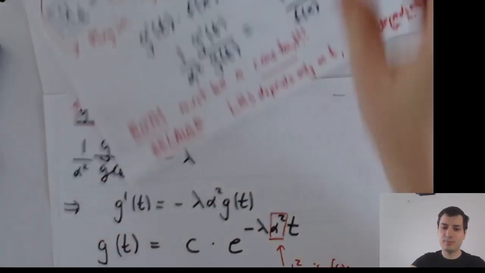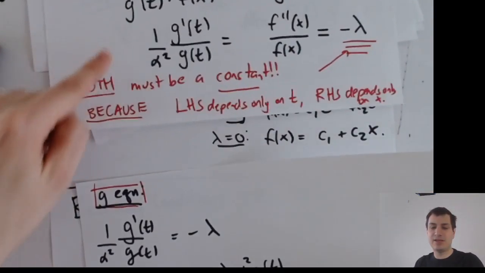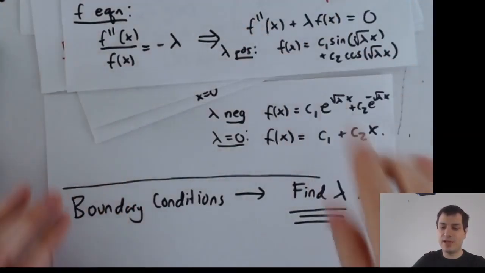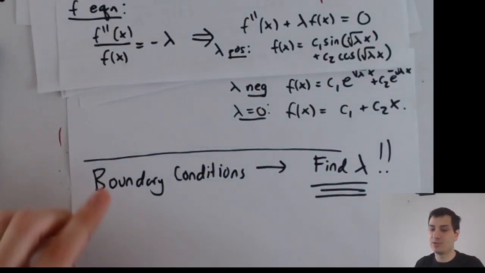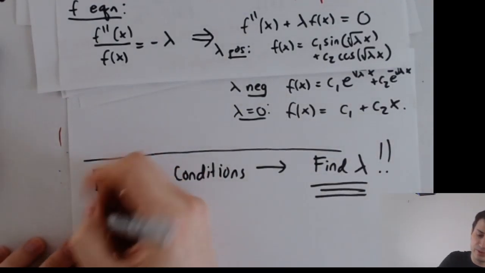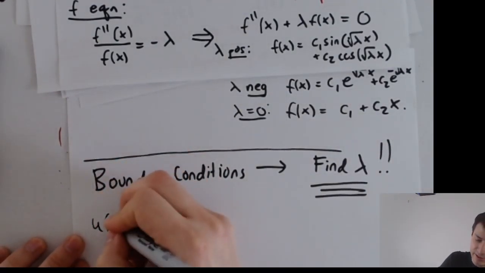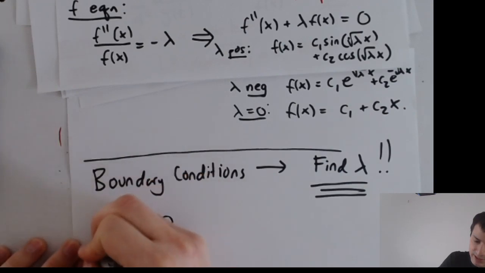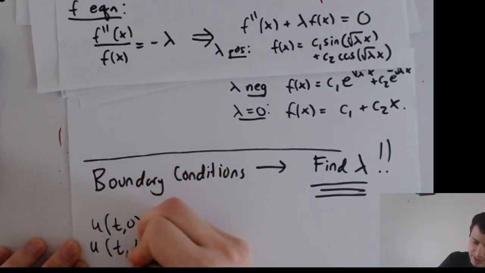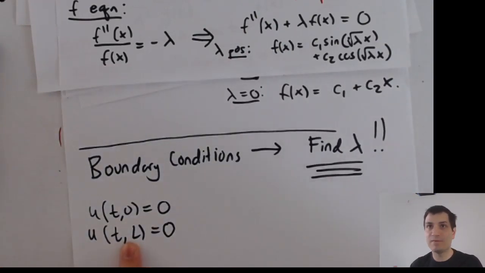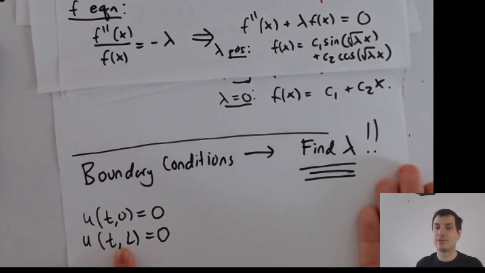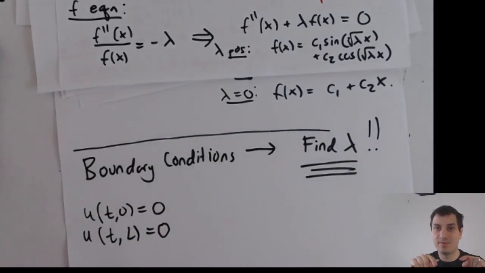Okay. So here we are. We plugged this stuff in. We solved the g equation. We solved the f equation. Now I'm going to use the boundary conditions to solve for lambda. So what was the boundary condition? The boundary condition was u of t comma 0 equals 0 and u of t comma l equals 0. Those were the given boundary conditions. In a different problem, you have different boundary conditions and you're going to find different lambdas. So that changes from problem to problem. In this problem, these are the boundary conditions we're doing.